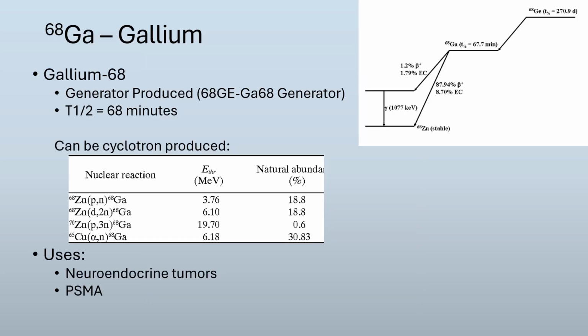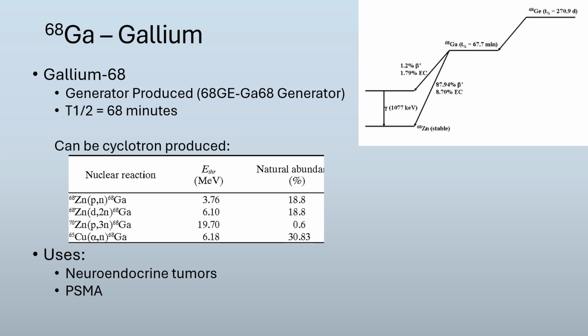So now we talk about gallium. Gallium is generator produced, although it does have the ability to be produced in a cyclotron; typically we see it produced in a generator. It comes from germanium-68. The half-life is 68 minutes. In the top right-hand corner, you see the decay scheme. It goes from germanium, which has a half-life of 270.9 days.